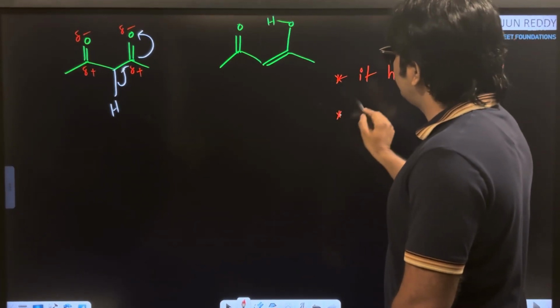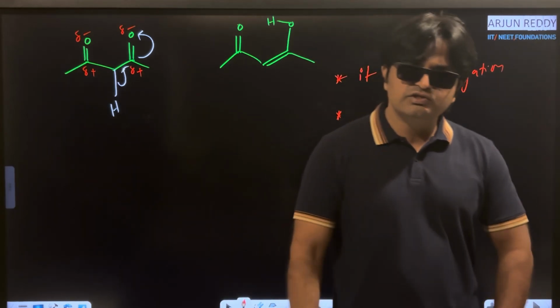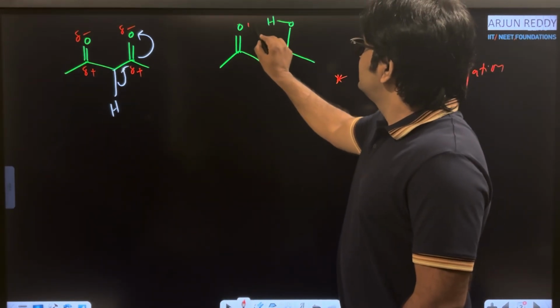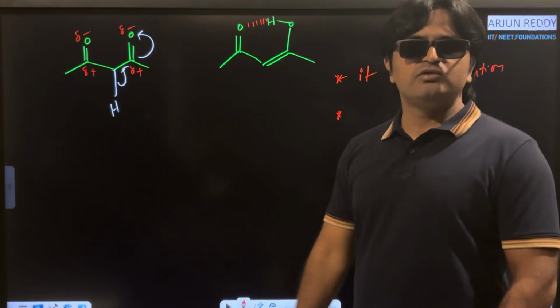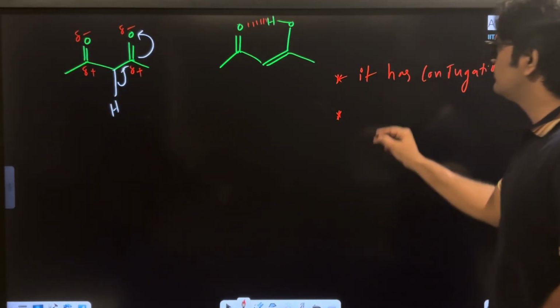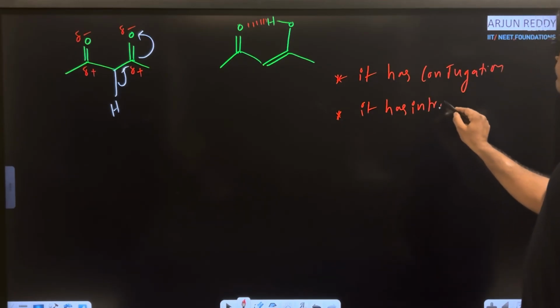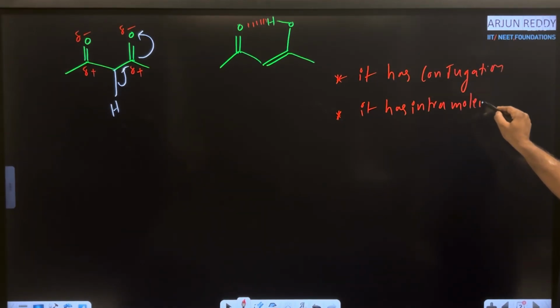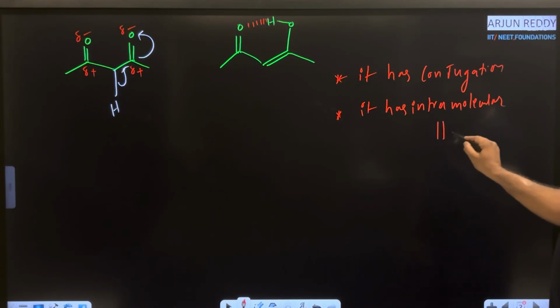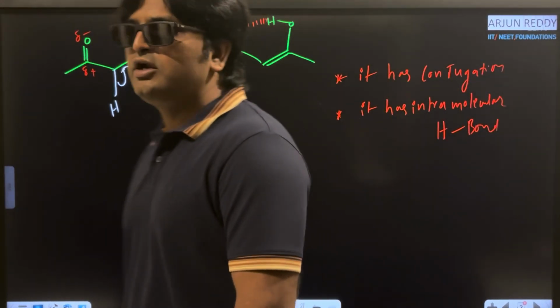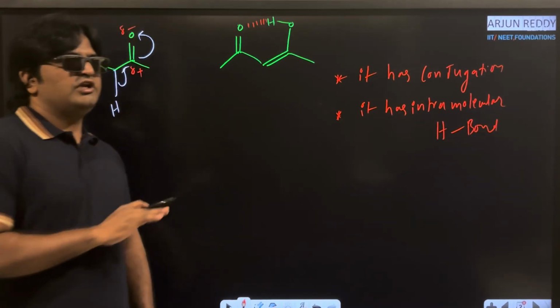And come to the second point. One more advantage is also there. What is the second advantage? Along with the conjugation, there is intramolecular hydrogen bond. It has intramolecular H bond. H bond is nothing but hydrogen bond. Intramolecular hydrogen bond. Okay, so that is very clear.